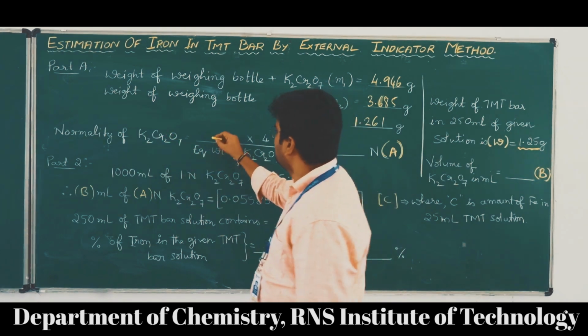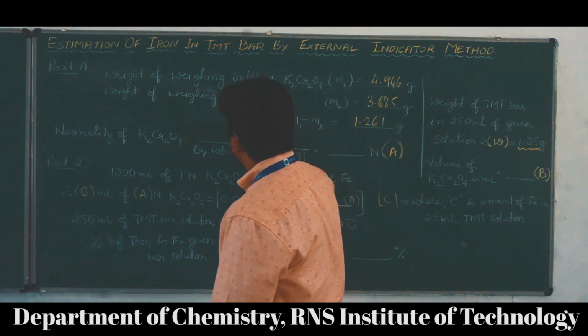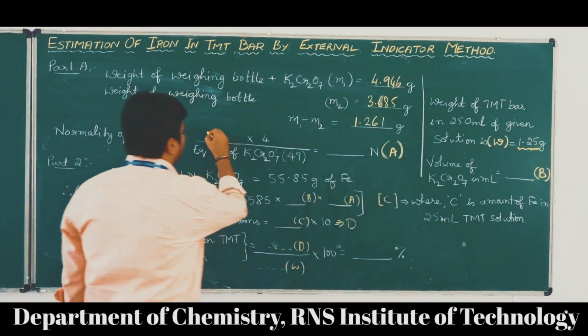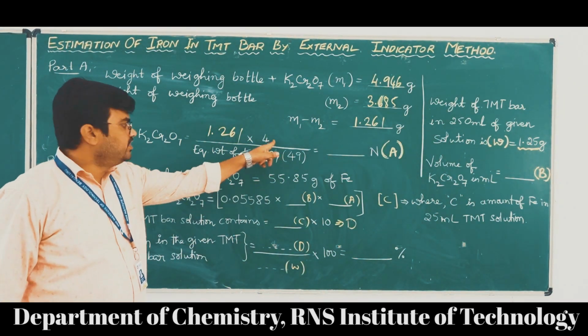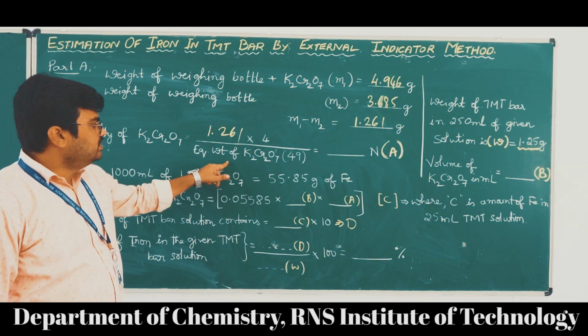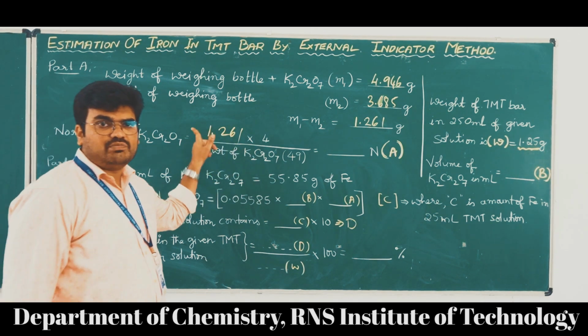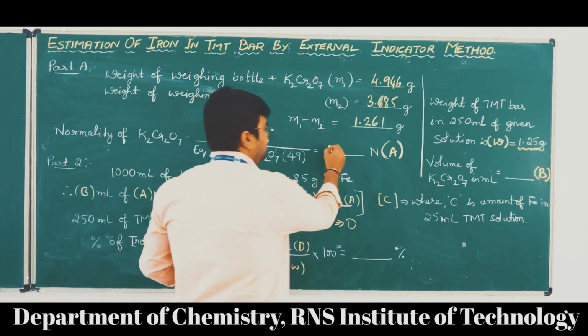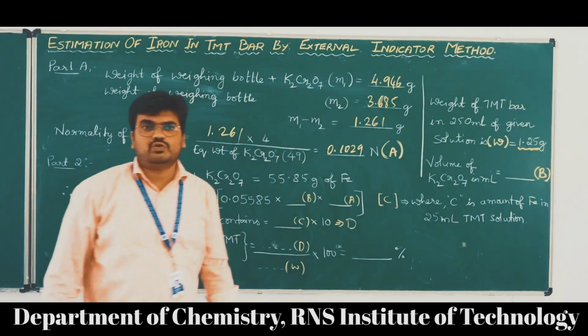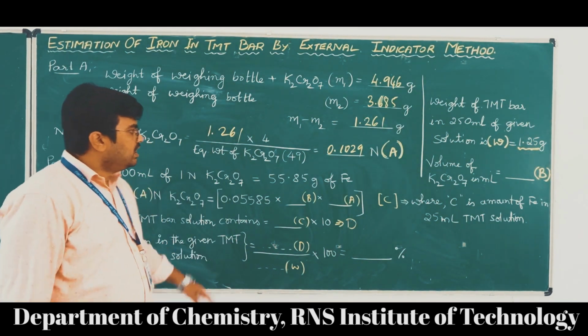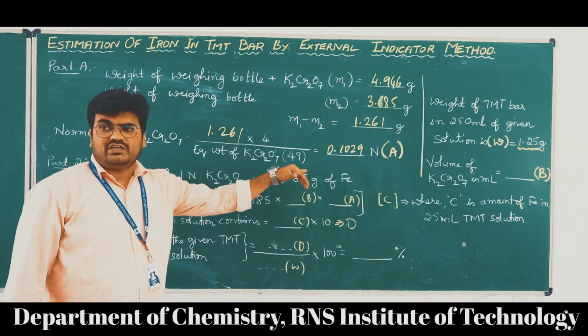Okay. Using this, you have to calculate the normality of K2Cr2O7 solution. So substitute the weight of K2Cr2O7 you have taken, that is 1.261, multiplied by 4 for 250 ml, and if you divide that by the equivalent weight, you are going to get the normality of K2Cr2O7, and that will be 0.1029. Okay, 0.1029.